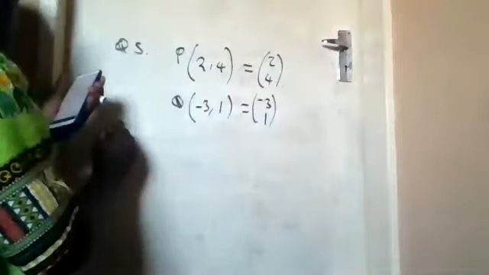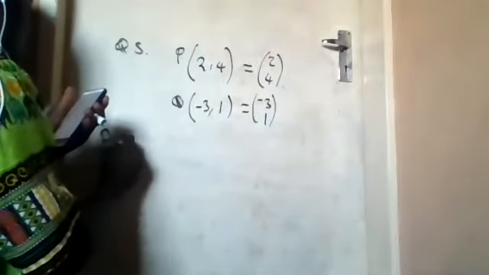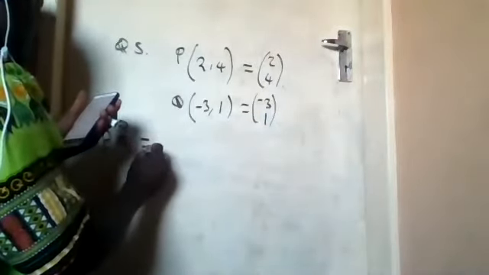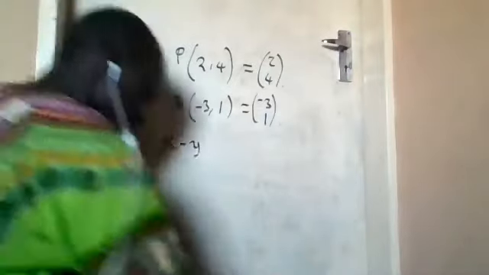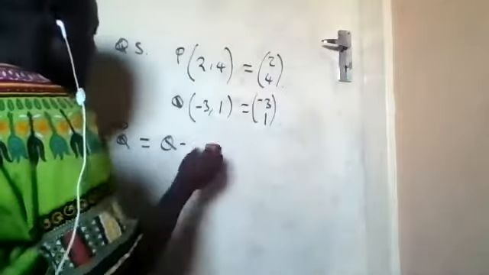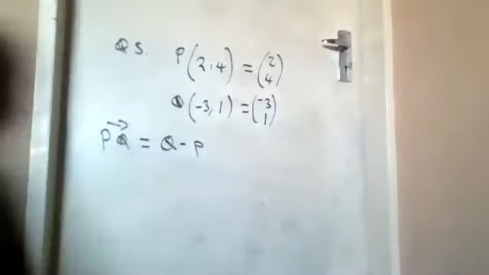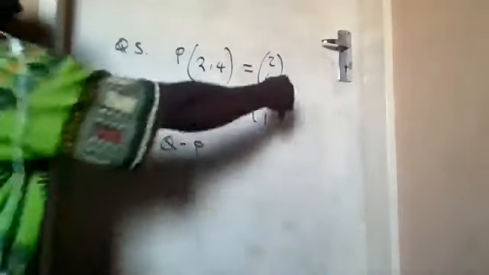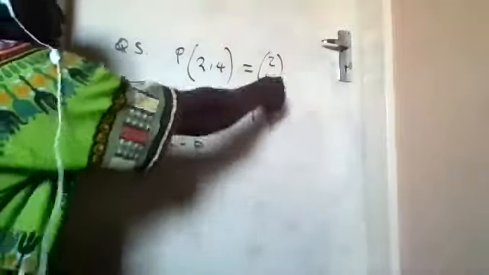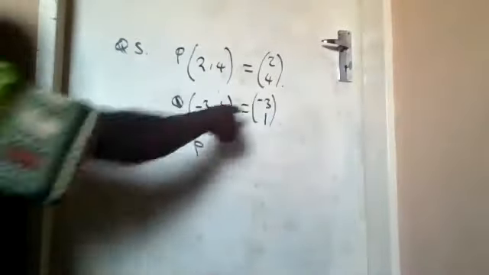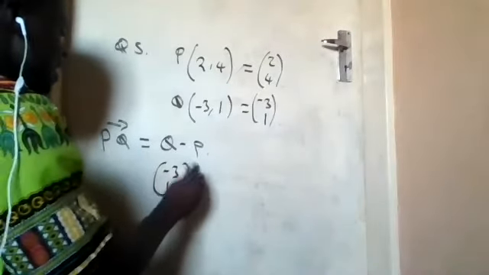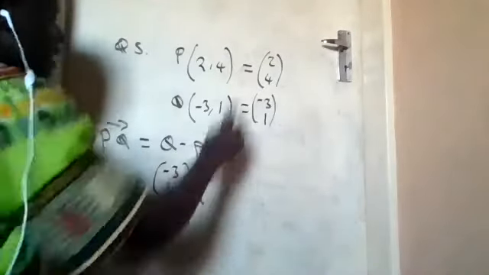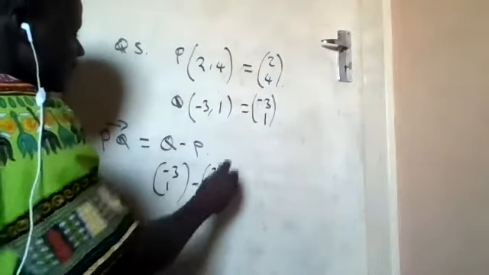So when they say express PQ as a column vector, what they mean is Q minus P. That is what it means. But the column vectors we're going to use are these. So in short, we are subtracting. What we have on Q is -3, 1 here. Then we take away 2 and 4.